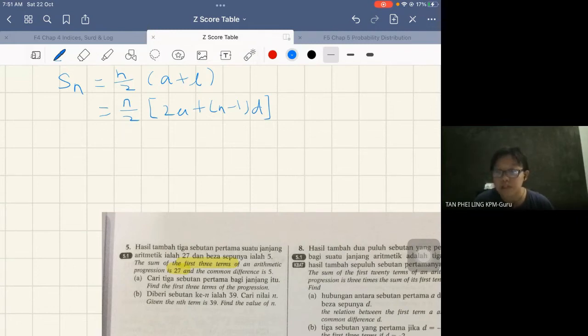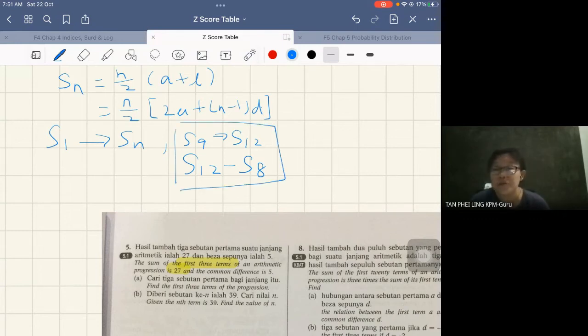And remember, for this sum of the terms, they always start from S1 onwards up to Sn. It always starts from S1 unless they mention, let's say, S9 to S12. If you want to find only S9 to S12, they are only interested from 9 to 12, which means you have to take S12, the sum of 12 terms, minus out the first 8 terms. Then only you will get S9 up to S12. Is this okay? Can I see hands if you can understand?